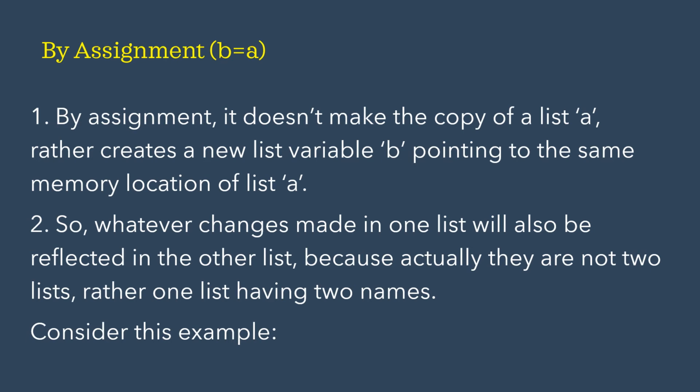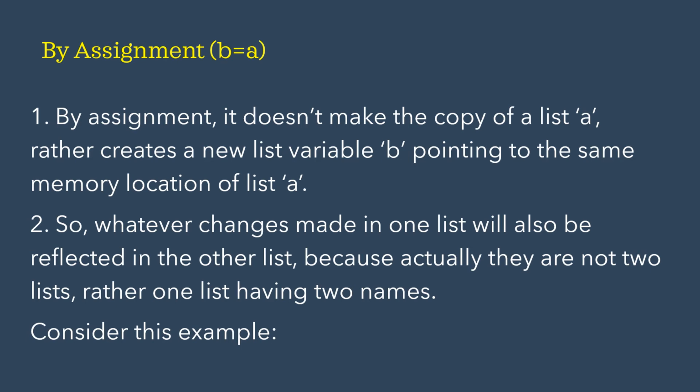So this is fine. Suppose one list is there, list a having some values, and you're just writing b is equal to a. That means it will not create another new list called b. b is just another name that will point to the same list.